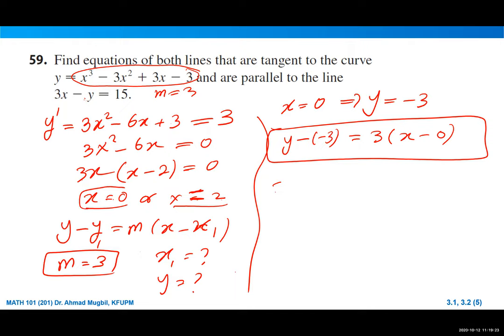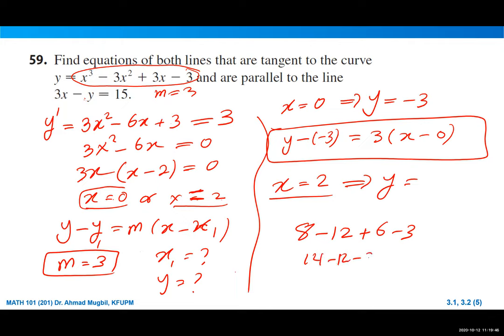Now, the second one, when x is two, what will y be? Here x equals two. What do we have? We have eight minus 12 plus six minus three. What will it be? Eight minus 12 plus six minus three. It will be 14 minus 12 minus three. Is that right? So it is what? Negative one. Yes, it is negative one.